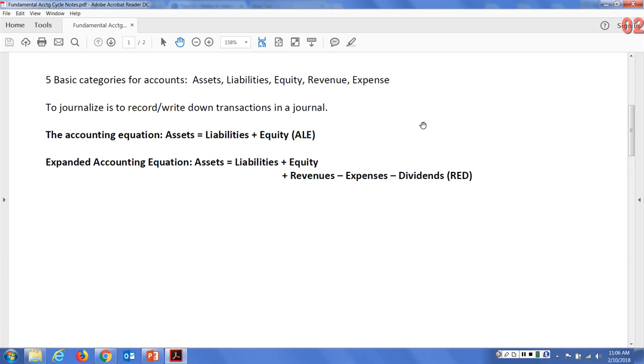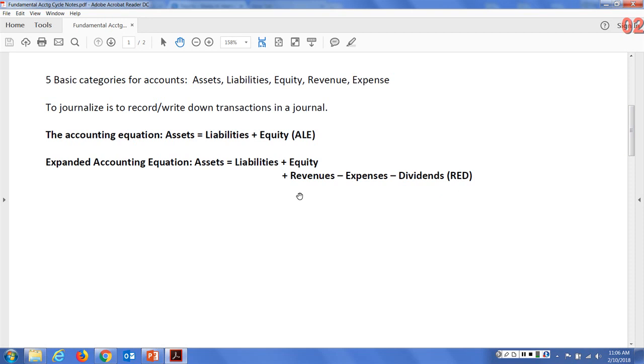The basic accounting equation: the total of the assets at any given time must be equal to the total of all the liabilities plus the equity accounts. And remember that there are 2 parts to the equity: your common stock, which is your paid-in capital, and then retained earnings. Expanded accounting equation: now we need to bring into play those accounts that do impact the equity account, what the company is in the business of doing.